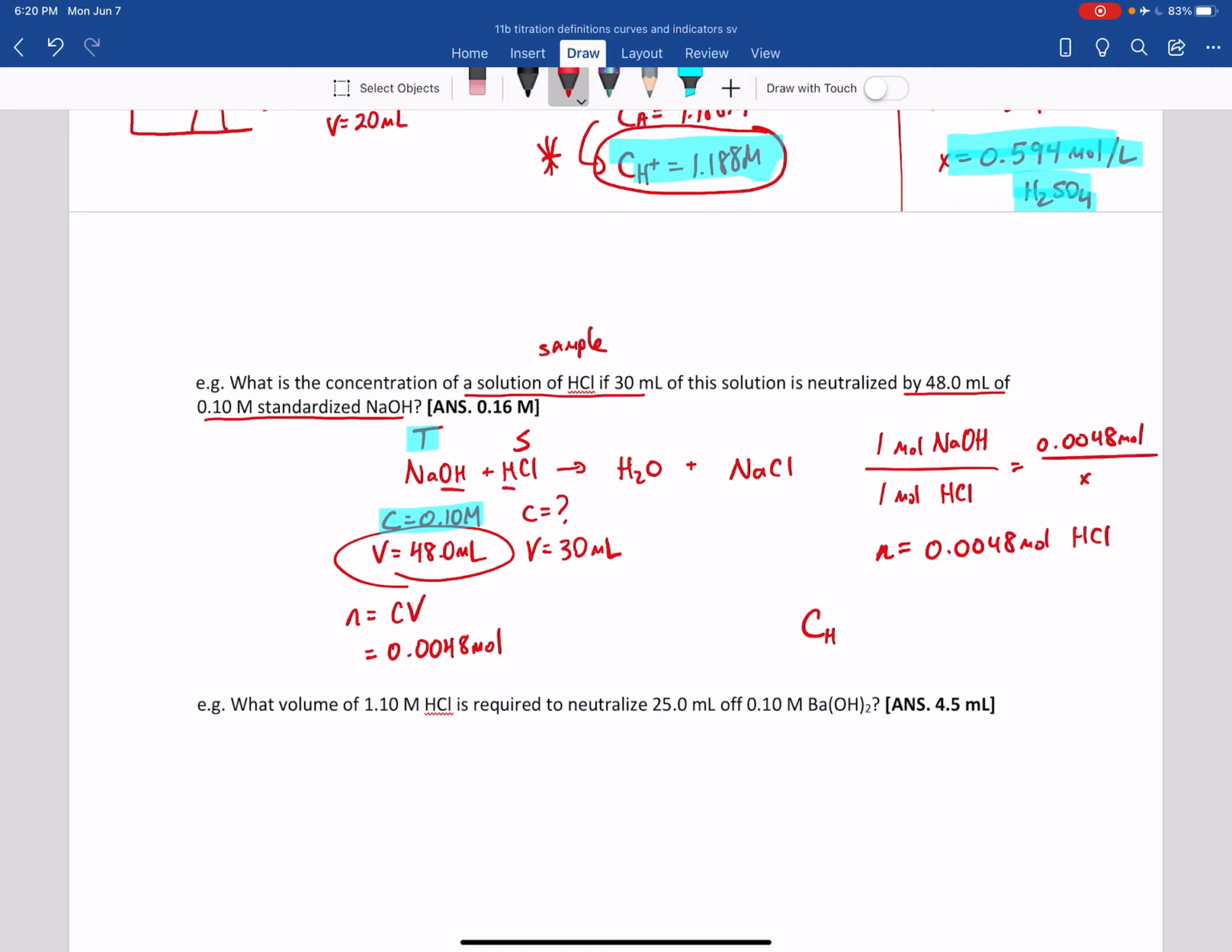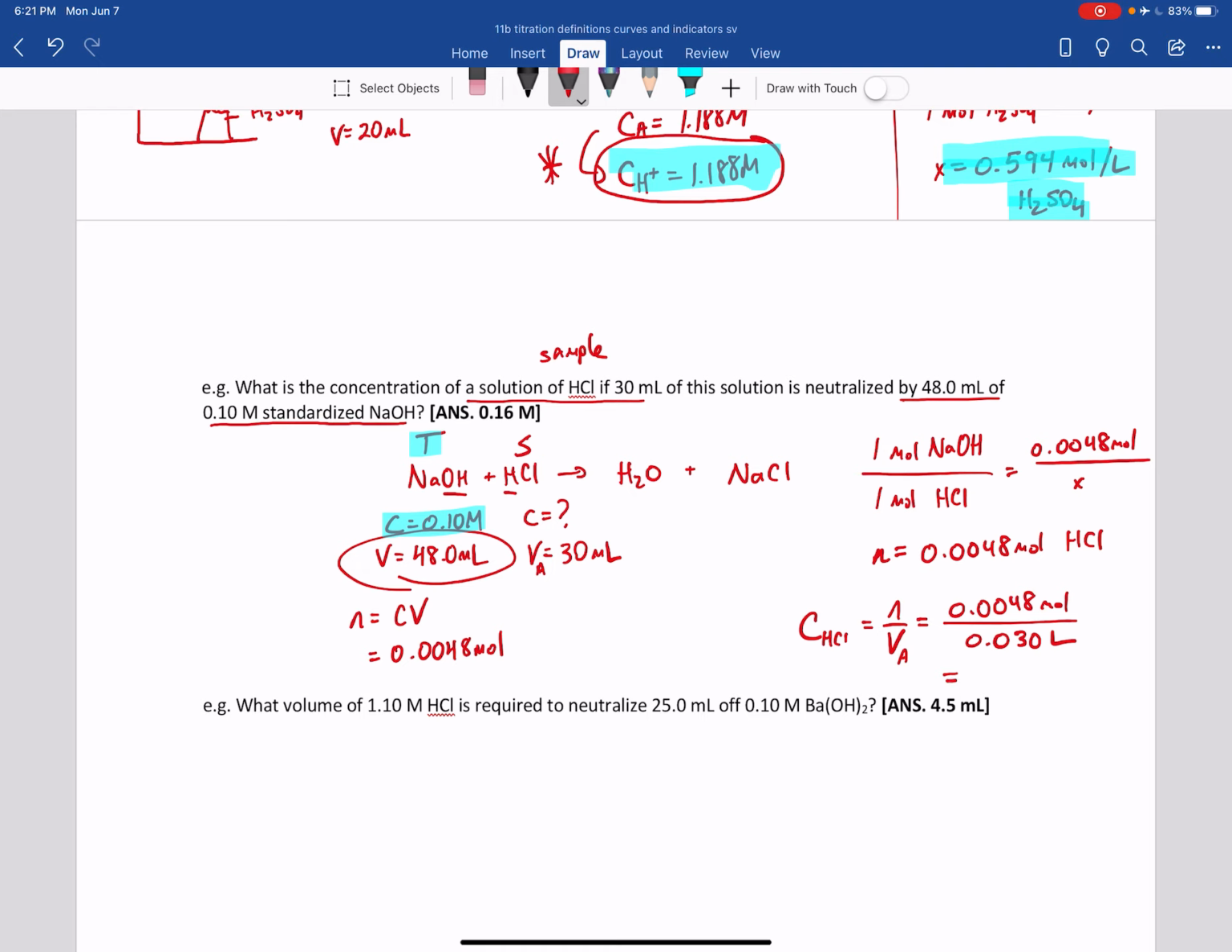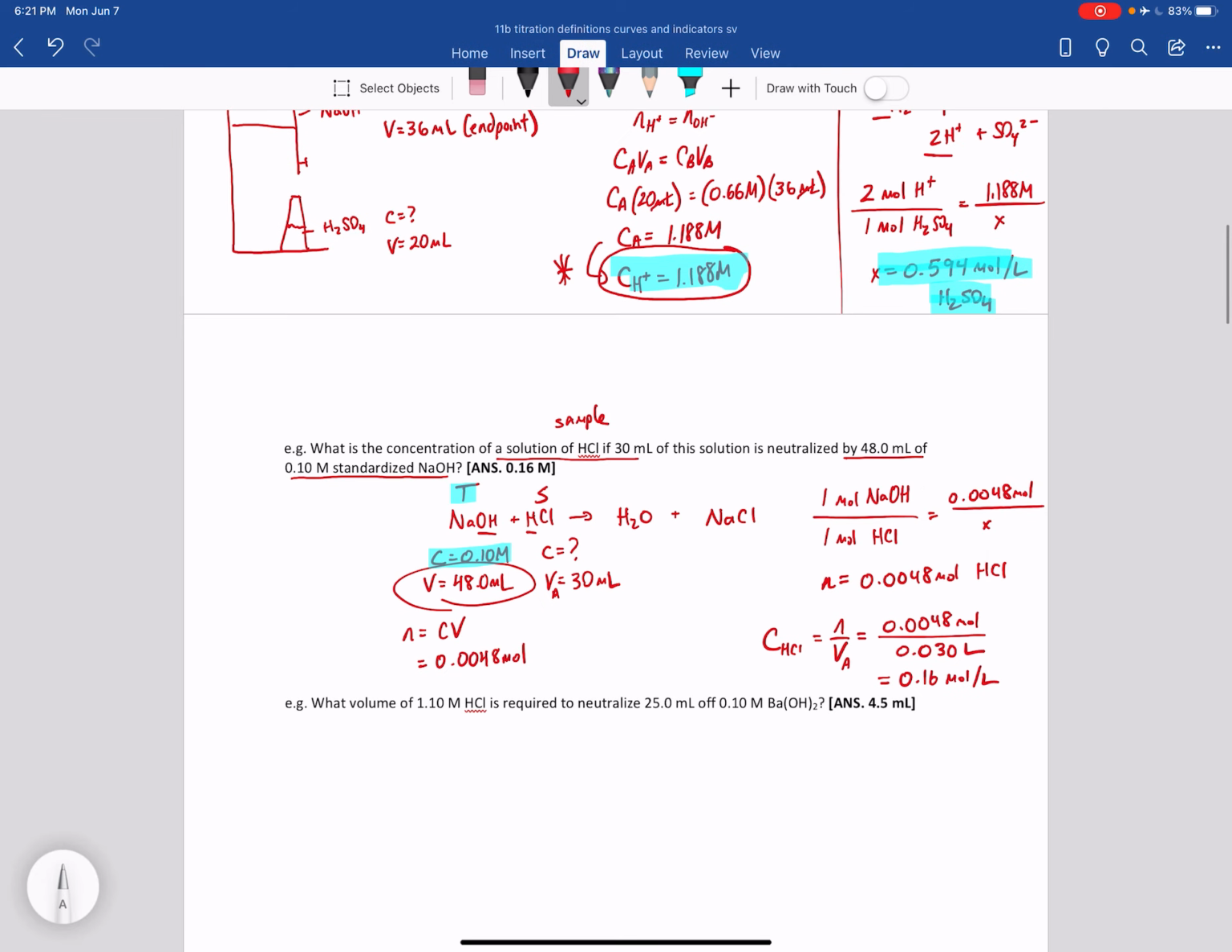And now we can say that its concentration is equal to moles divided by volume, which equals 0.0048. And the volume of the acid is 30 milliliters, so we'll say 0.030 liters, to get a value of 0.16 moles per liter. As you can see, we had that bolded already. So two different techniques, both give you the same result, and they're both understood to be the same process.